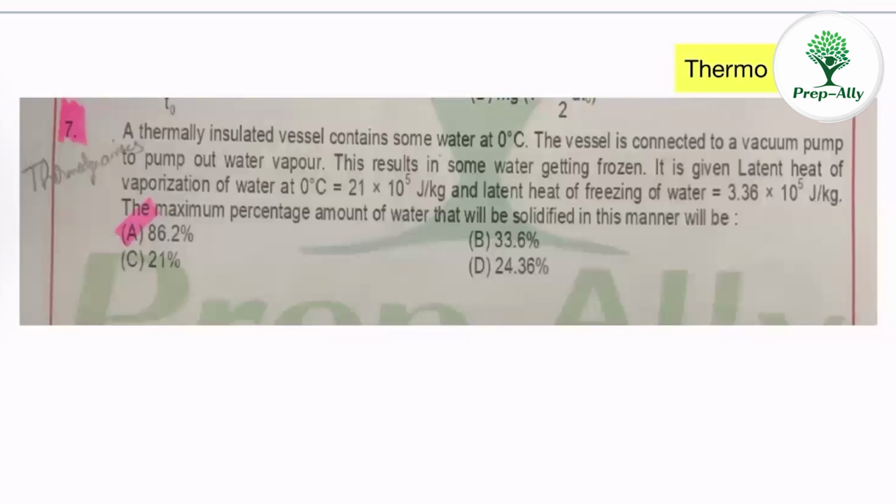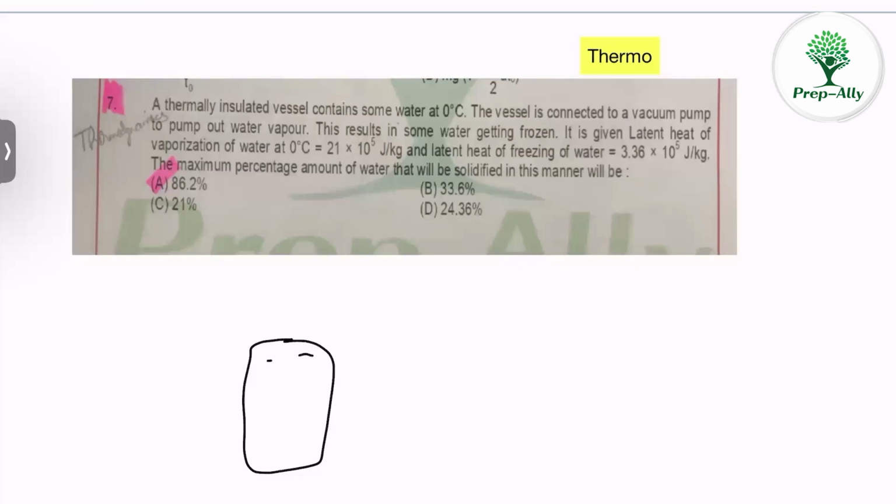A thermally insulated vessel contains some water at 0 degree. The vessel is connected to a vacuum pump to pump out water vapor. This results in some water getting frozen. It is given latent heat is this, and so on. What is the maximum percentage of water that can be solidified in this manner? This water.